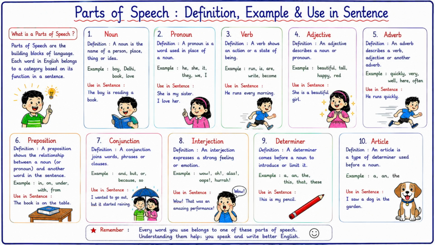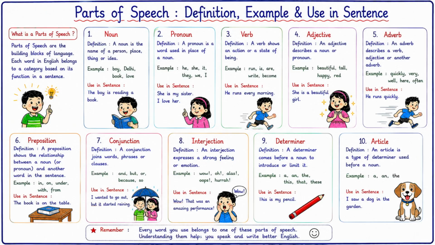Now let's move to the verb. A verb shows an action, an event, or a state of being. Examples include run, write, eat, speak, become, is, are, and was. Consider this sentence. "He runs every morning." The word runs is a verb because it tells us what he does. In the sentence, "She is happy," the verb is shows a state of being. Without verbs, most complete English sentences would not be possible.